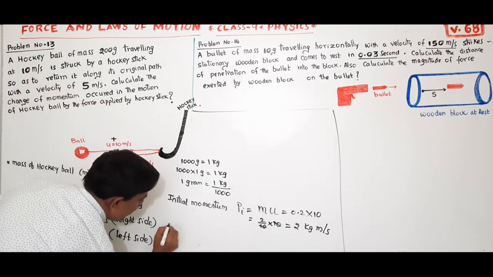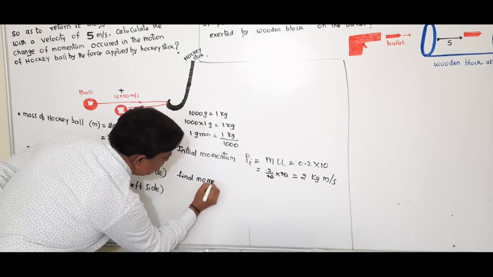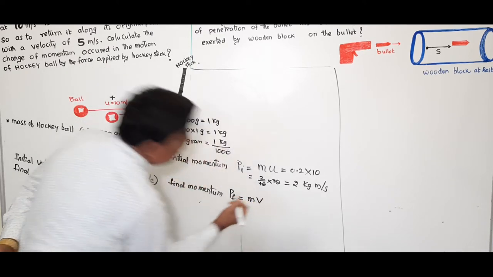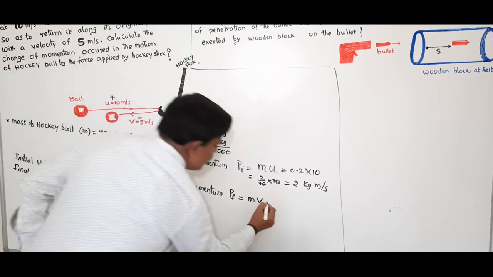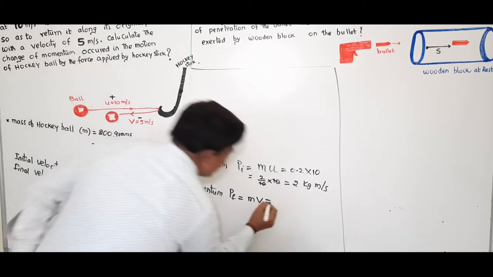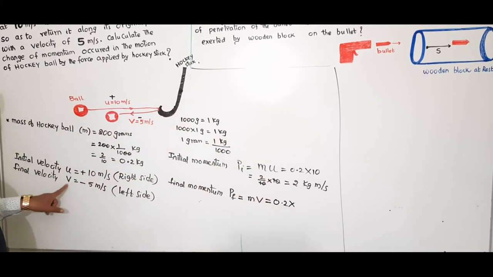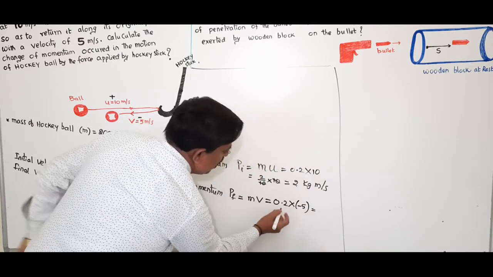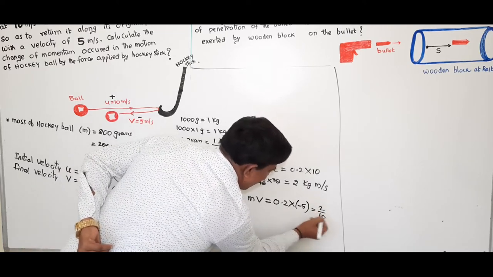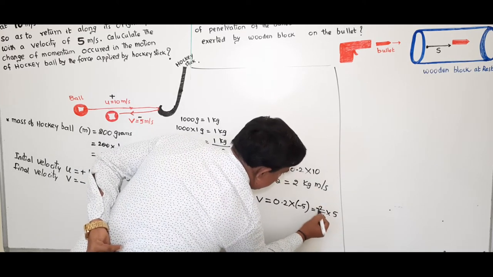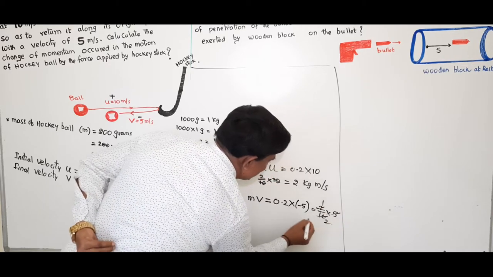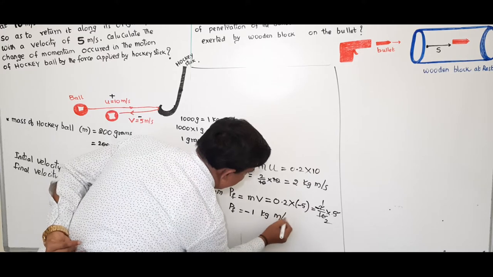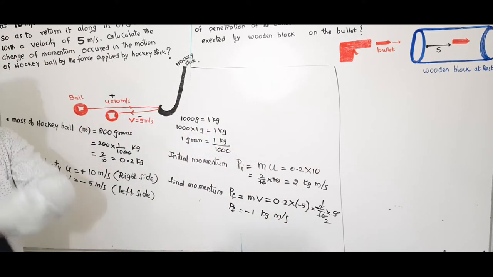Now, final momentum. Momentum means P. Final momentum P f. Mass into final velocity. Mass of the ball, 0.2 kg. Final velocity, minus 5 meter per second. 0.2 into 5. Now here, please listen here. 0.2 can be written as 2 by 10 into 5. Minus, I am writing minus. 5 1s are 5, 5 2s are 10, 2 gets cancelled. That is, final momentum is equal to minus 1 kg meter per second. They are asking change in momentum.